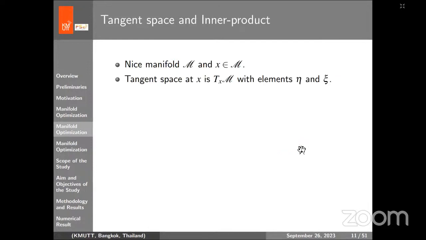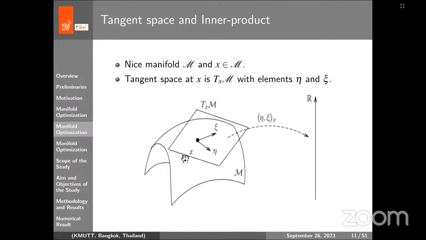Given a nice manifold together with X, a point X on the manifold, in order to move around the manifold we require some basic tools. Part of these essential tools is what we call the tangent space. The tangent space at X, which is T_X M, with elements psi and eta, is given by this. What we are saying is that given a manifold M at point X, we take different directions at this point. If we move in these directions, we are definitely leaving the manifold. An important aspect of the tangent space is that if you zoom into the manifold closely, the tangent space will look like Euclidean space, which will enable us to do many things.